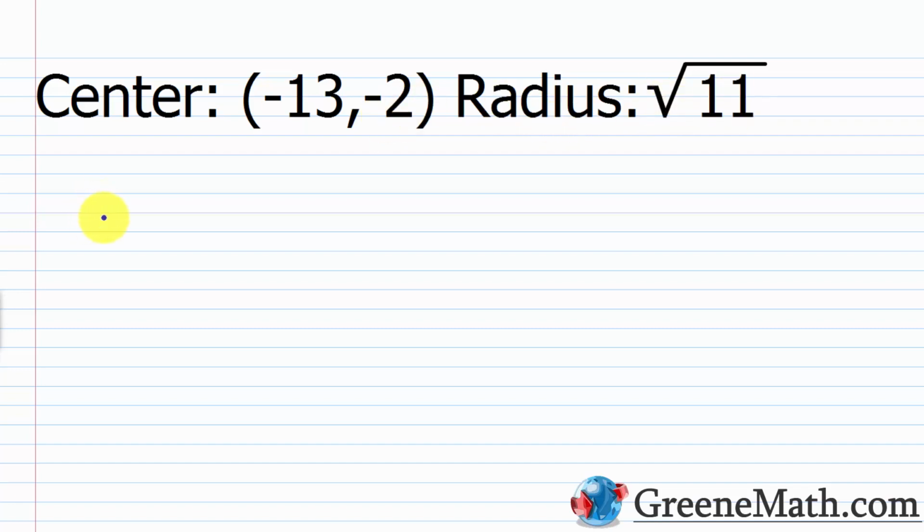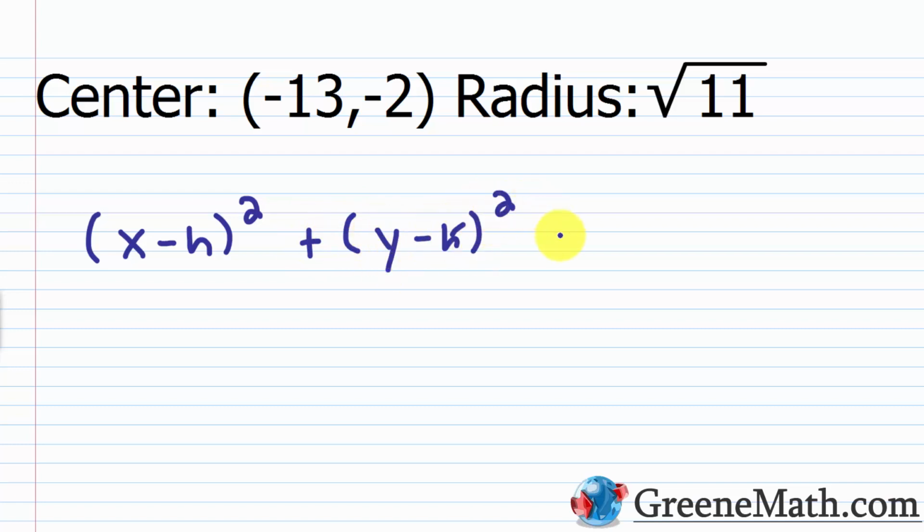So again, let me rewrite our center radius form. This is x minus h, this quantity squared, then plus you have your y minus k, this quantity squared, and this equals the radius squared. Okay, so again, this is going to be my h, and this is going to be my k. Now you have to be careful here because you have a negative 13 and a negative 2, okay? So you have to match this up perfectly.